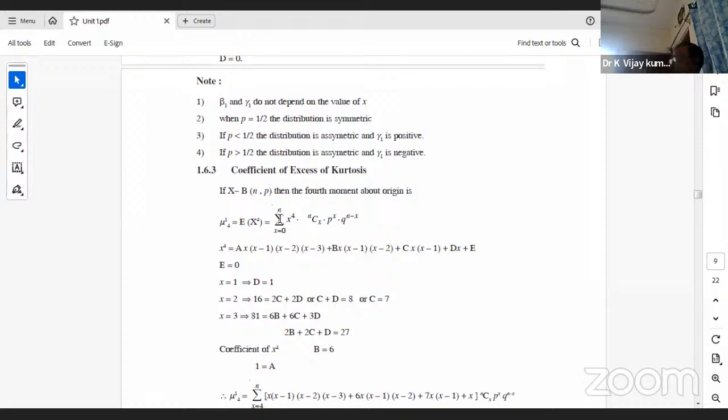For x power 4, we take the same partial fraction: a into x(x minus 1)(x minus 2)(x minus 3) plus b x(x minus 1)(x minus 2) plus c x(x minus 1) plus d x plus e. Here we are taking x, square, cube, and a constant.